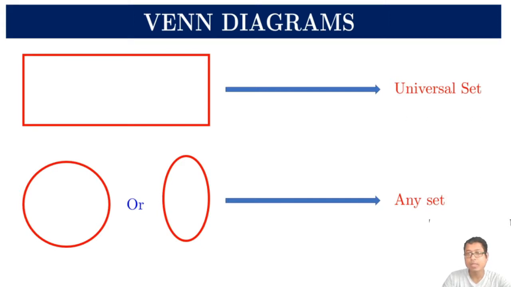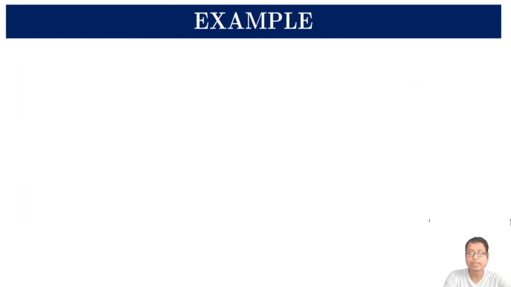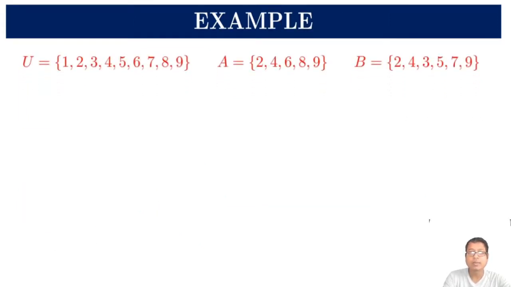Okay, if I take one example, then it will be, I think, more clear. Suppose I have a universal set and the set A and the set B. Now if you observe these sets, U is the boss of A and B. That means U is the superset of A as well as the superset of B.